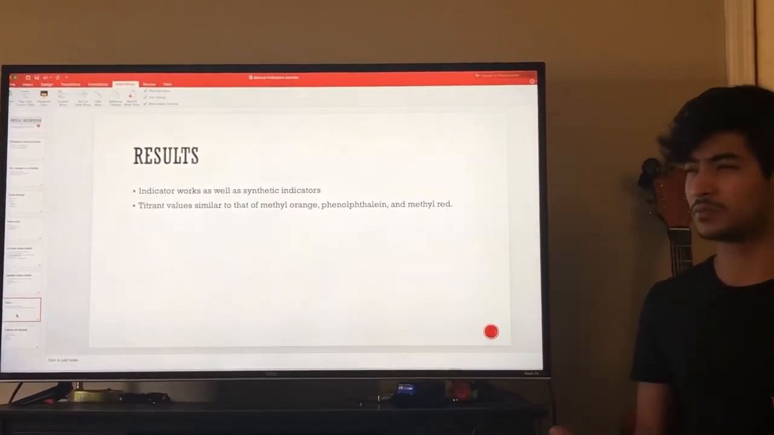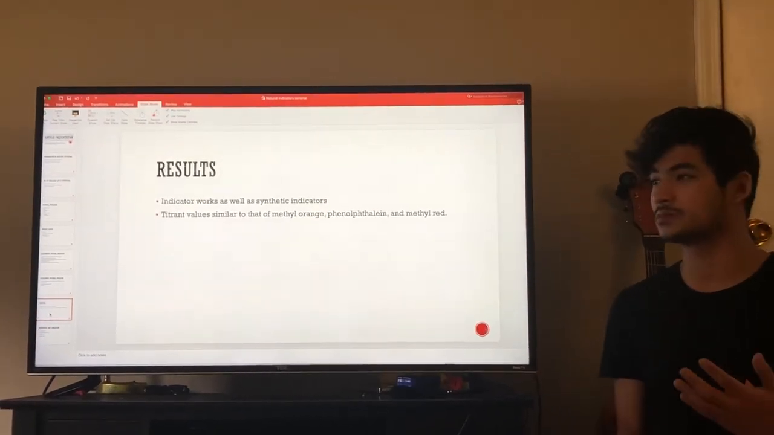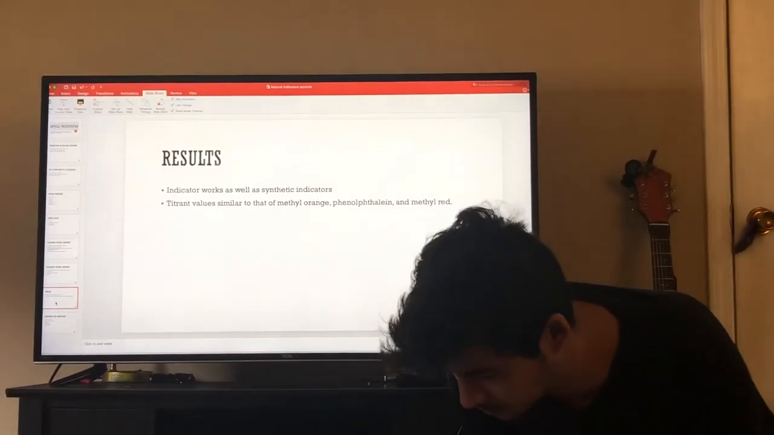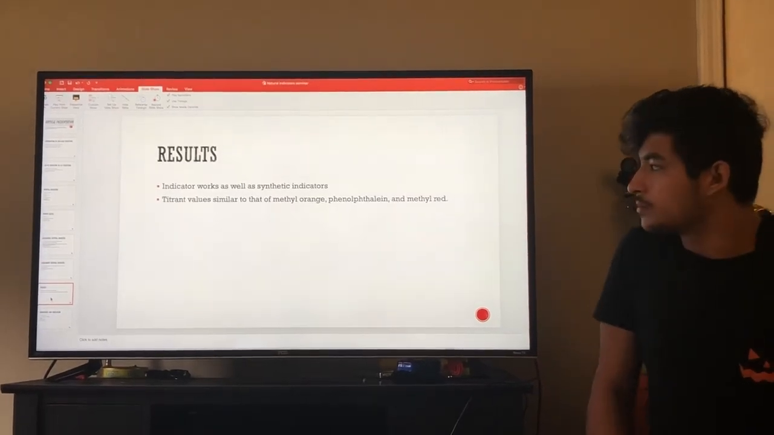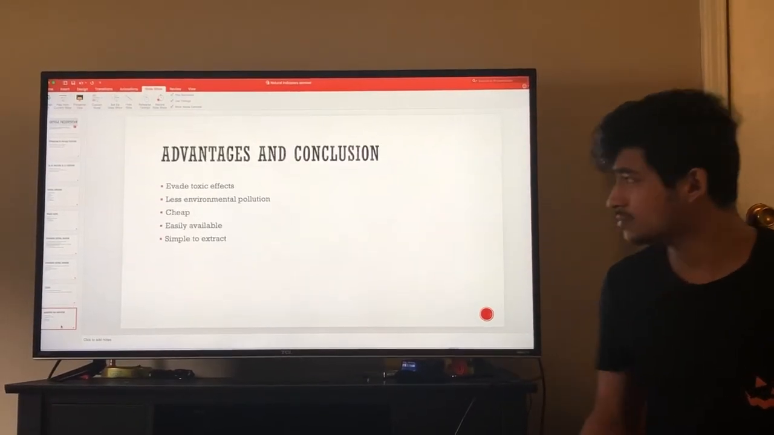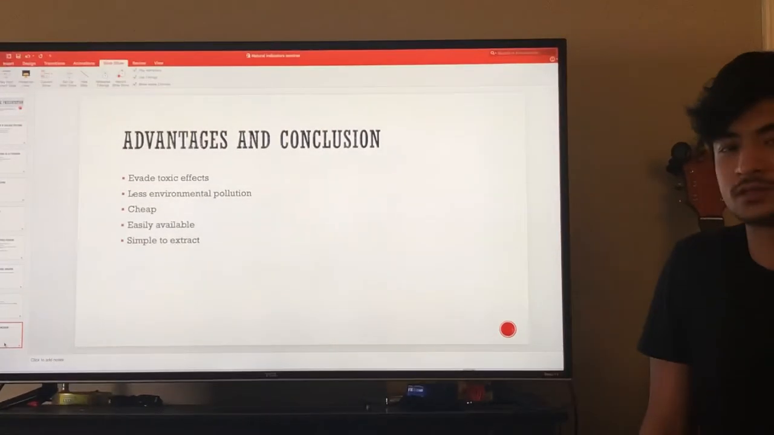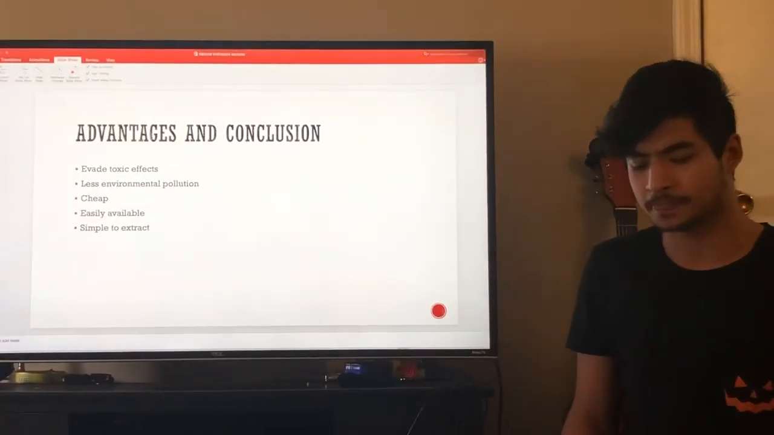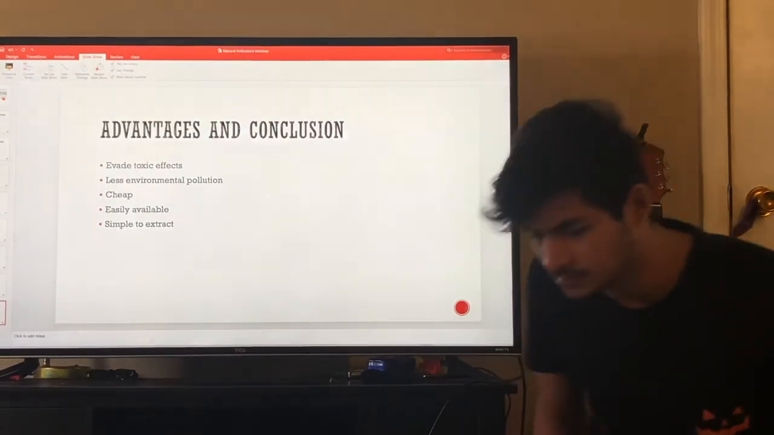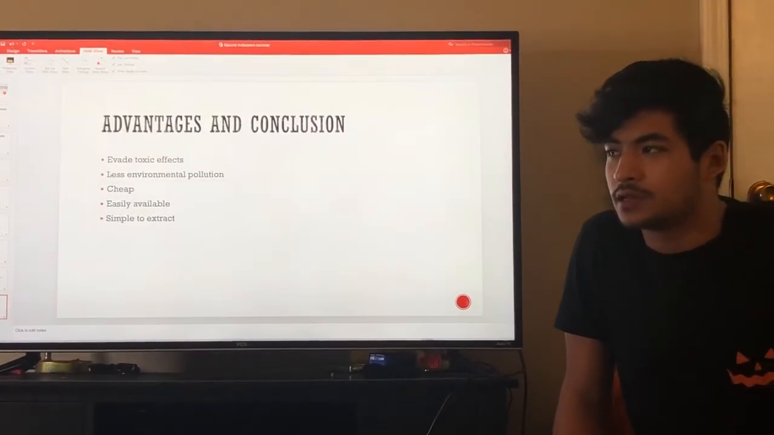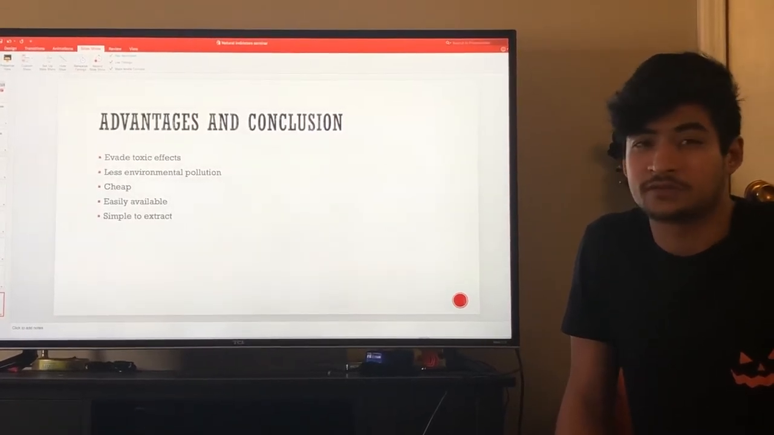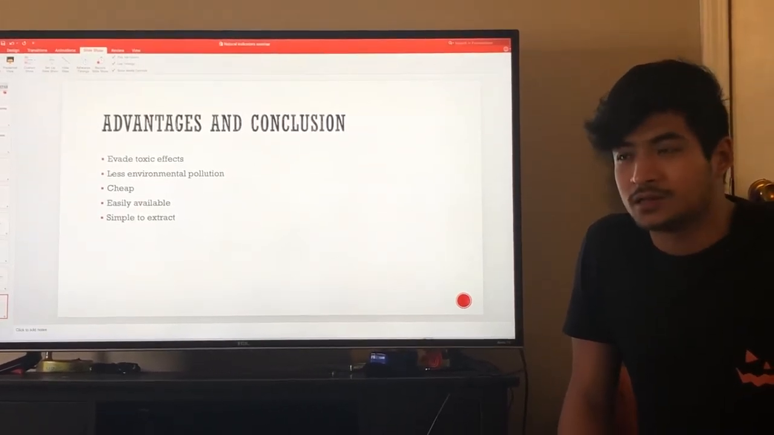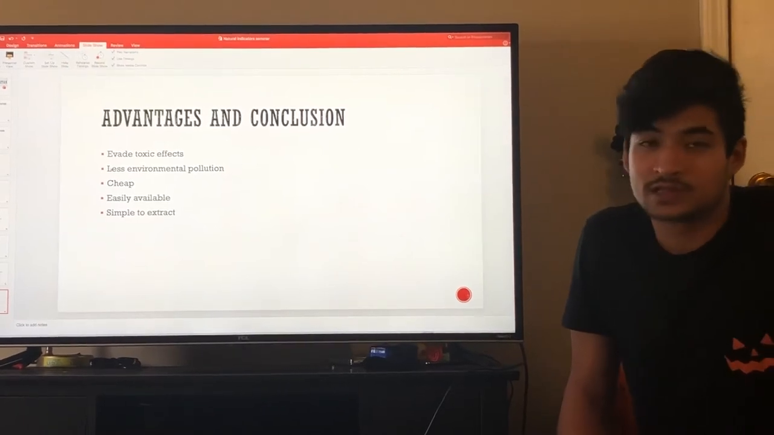But more importantly, it's important to know that there might have been some physical error, human error, error in judgment, which we always encounter. And overall, what we can conclude from this is that the whole point of him writing this article was the fact that synthetic indicators can sometimes be toxic to humans and also harmful to the environment. But more importantly, they're not always readily available, not very attainable, and definitely not cheap either.